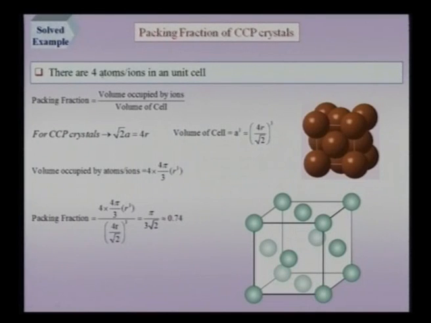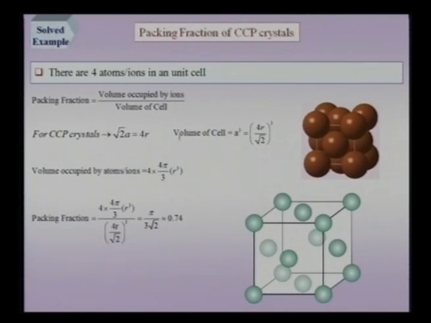So we know that there are 4 atoms or ions in the unit cell. We want to calculate the volume occupied by the ions divided by the volume of the total cell. For cubic close packed crystals, we know root 2a is equal to 4r as the atoms are touching along the 110 direction. So this is my 110 kind of direction and atoms are touching along it. The volume of the cell is nothing but a cube, which is 4r by root 2, the whole cube.